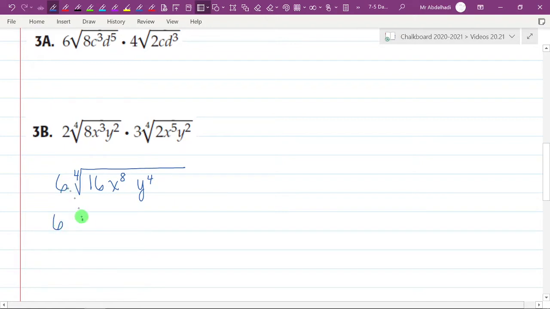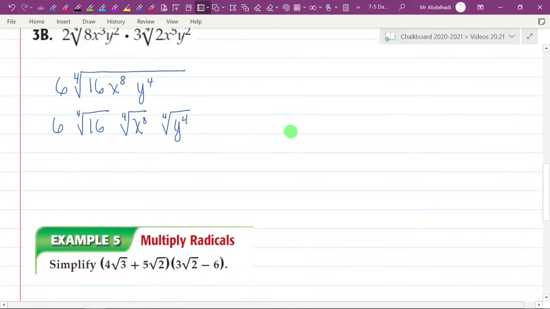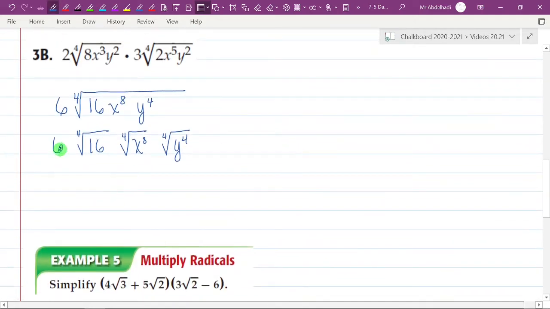So we have a 6 outside, we have a 4th root of 16, we have a 4th root of x to the 8th, we have a 4th root of y to the 4th. Luckily these all come out nice and clean. So 6, the 4th root of 16 is 2. 2 times 2 times 2 times 2 is 16. This is 8 divided by 4, the power here, so that's x squared. And this is 4 divided by 4, which is y to the first. We don't write the 1.